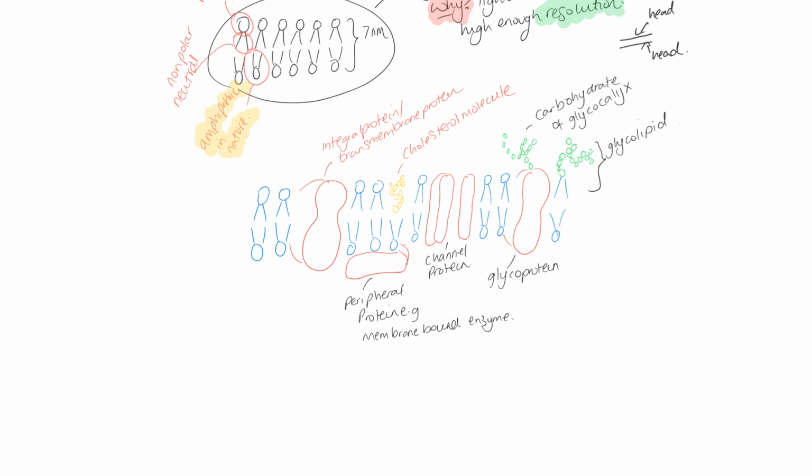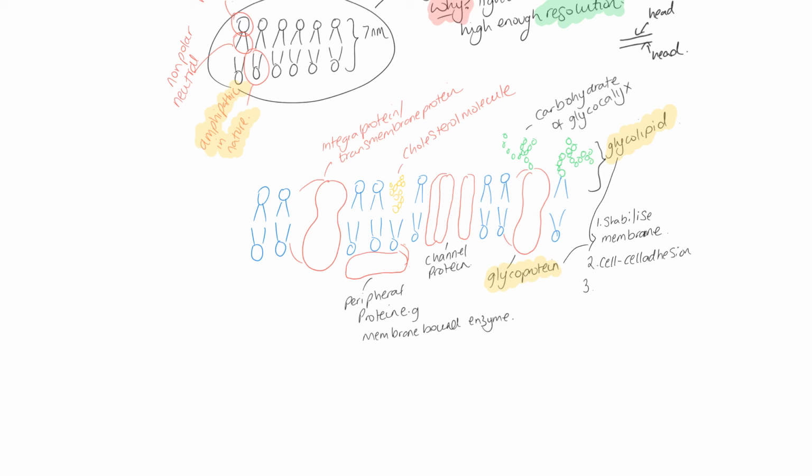Let's talk about the functions of each of these structures within the membrane in turn. Glycoproteins and glycolipids are involved in stabilizing the membrane structure. They form hydrogen bonds with water molecules surrounding the cell, and by doing that they stabilize the membrane. They're also involved in cell-to-cell adhesion, allowing two cells to stick together, which is really important for tissue formation.